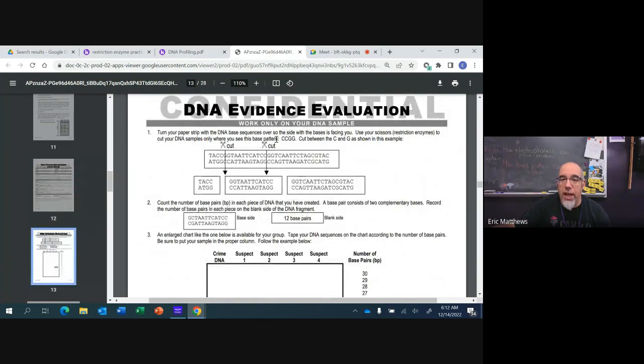Our restriction enzyme, in this case, is going to cut between the CCGG. Those 4 letters in that order, CCGG, must be those 4. It's going to cut between the C and the G in the middle. So you can see the examples here. They show you how it makes fragments.